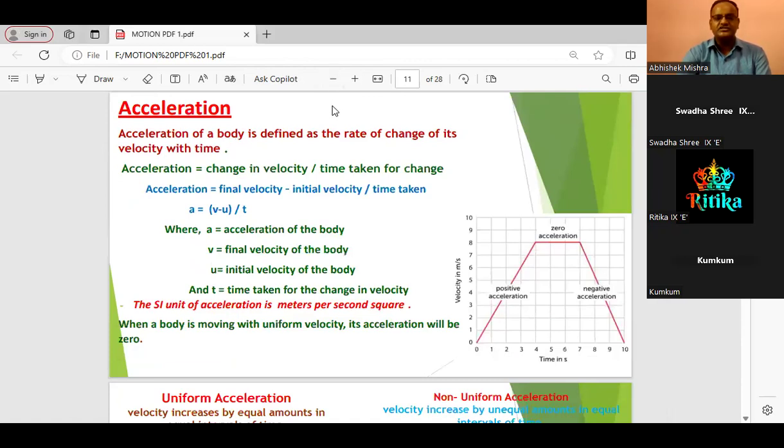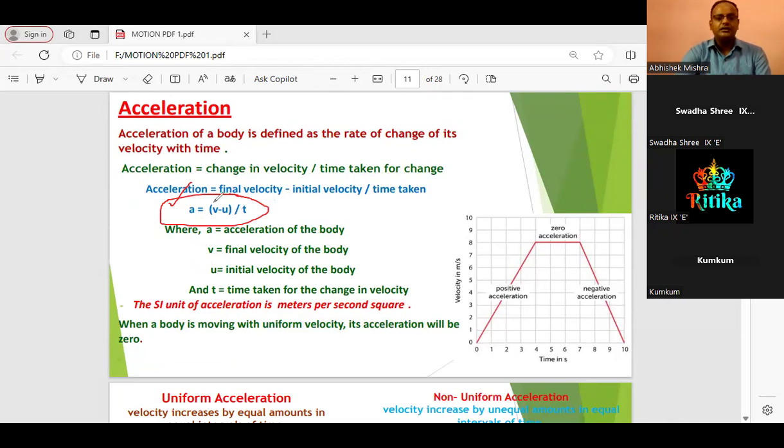Now, this acceleration is the change in velocity divided by the time taken for the change. If we denote the final velocity by v and the initial velocity by u, as you can see on the screen, then a is the acceleration, and a equals v minus u, that means final minus initial velocity, divided by the time taken. So a equals v minus u by t.